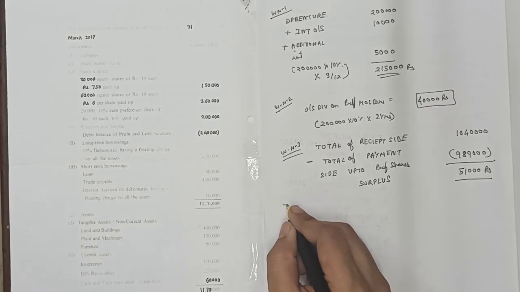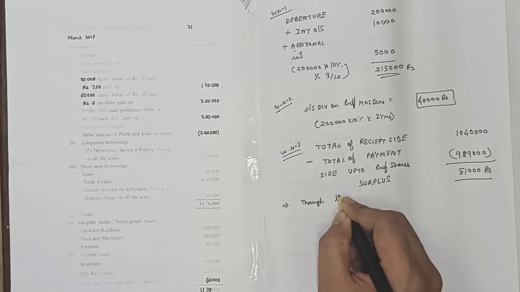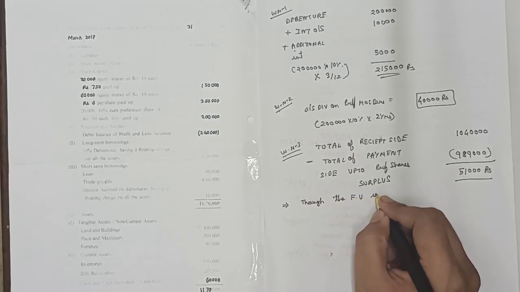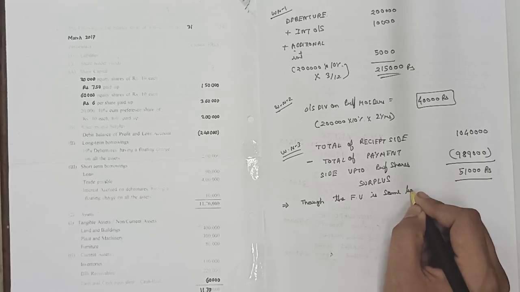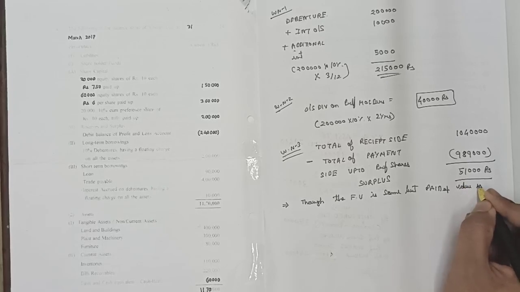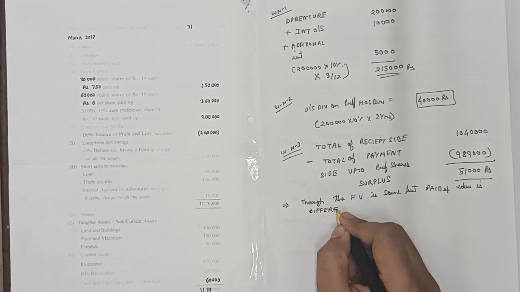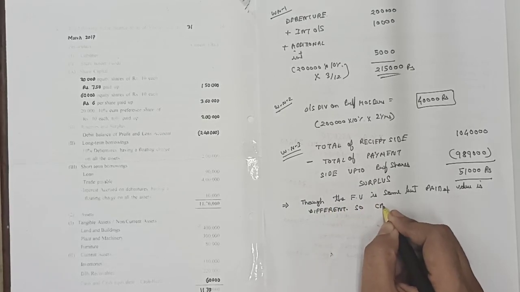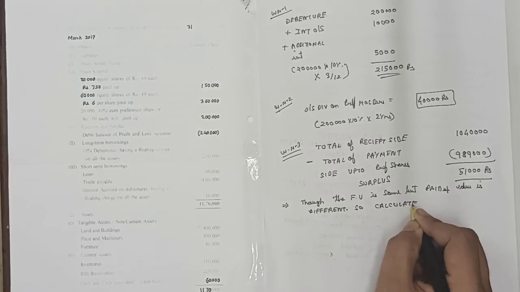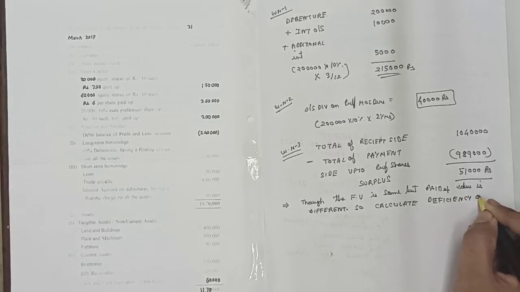So again, why we need to calculate it, I am writing it here. Though the face value is the same, remember this point, though the face value is the same, but the paid up value is different, right? So calculate the deficiency of shares, right? So how you will calculate it, right? So we'll be starting now.